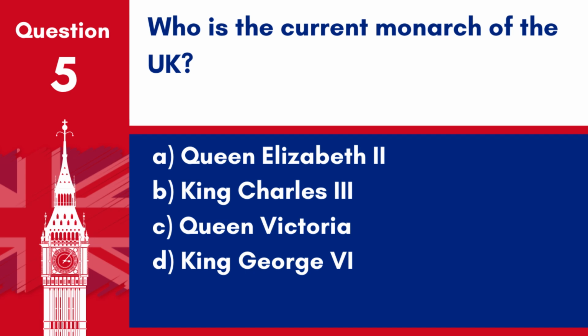Question 5. Who is the current monarch of the UK? A. Queen Elizabeth II. B. King Charles III. C. Queen Victoria. D. King George VI. Answer. B. King Charles III. As of the last update, King Charles III is the current monarch of the UK.